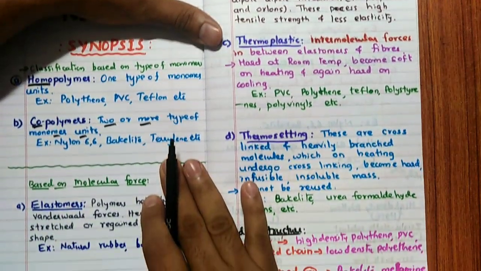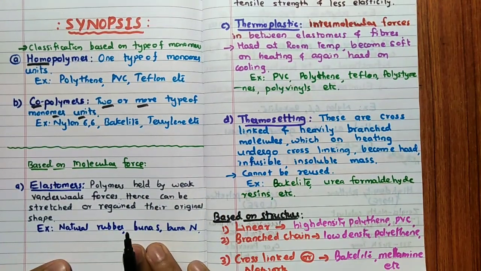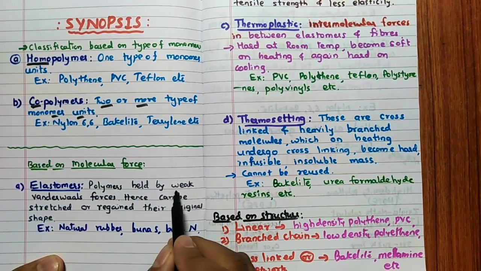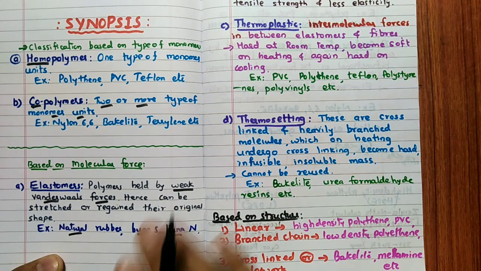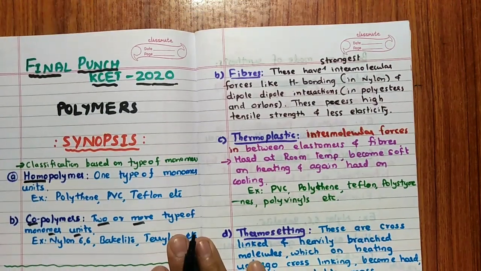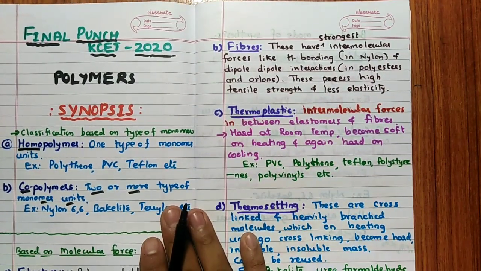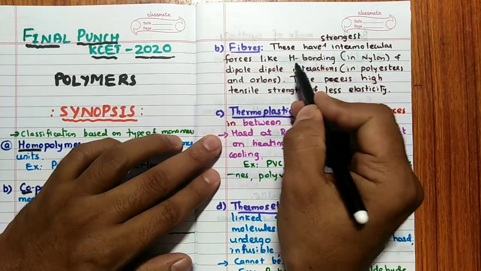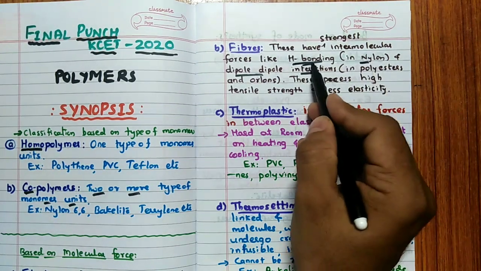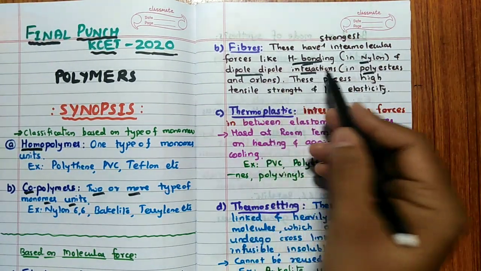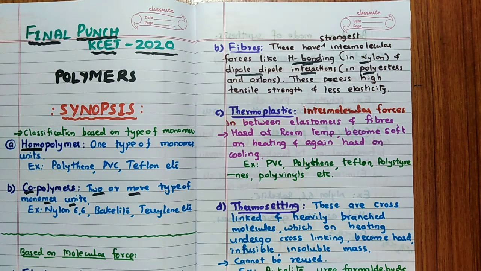Then, based on the molecular force. First one is elastomer. Important here, remember, elastomer means weak van der Waals forces are present, that you have to remember, and hence it can be stretched and regain its original shape. Natural rubber, buna is an example for this. Then fiber. Fibers have the strongest intermolecular forces of attraction, that is hydrogen bonding or dipole-dipole interaction, you remember. Example, nylon in which hydrogen bonding, polyesters in which dipole-dipole interactions are present.